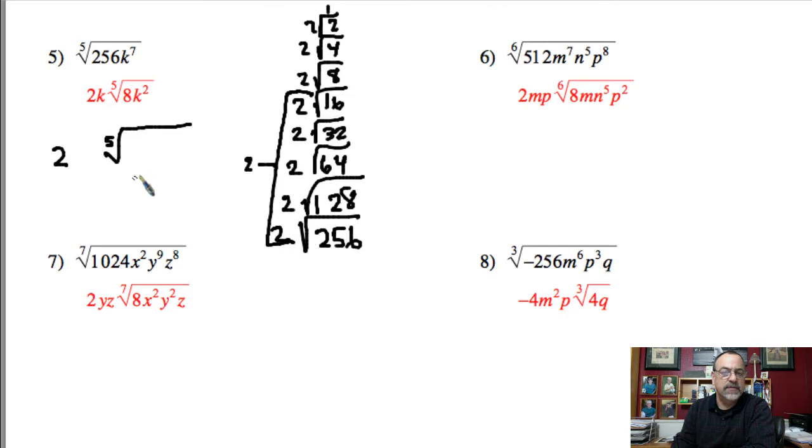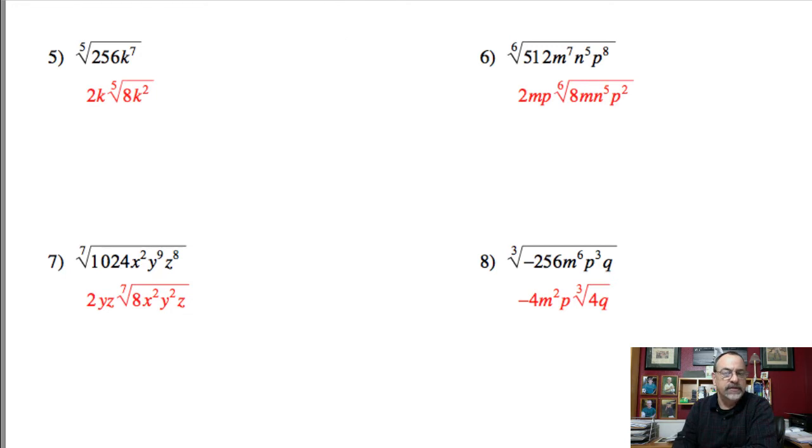but I don't want to list them separately. I'll multiply them back together, so that's where I get the 8. 2 times 2 times 2. Now, for the variables, I'm simply going to divide 5 into this power. So 5 into 7 goes one time, and then I'm going to have 2 left over. So this would simplify to 2k, fifth root of 8k squared. All right? Jump over here to number 6.